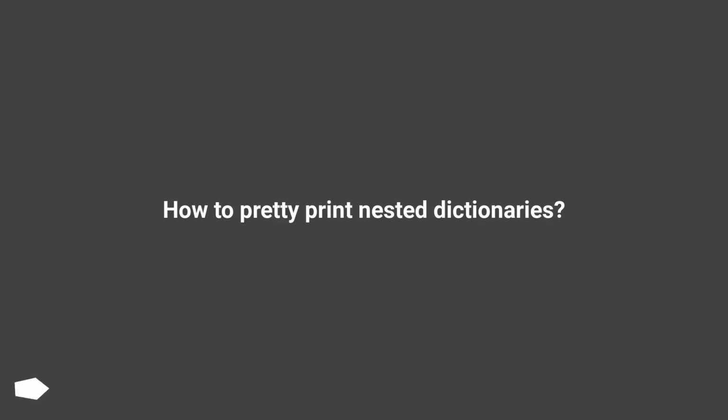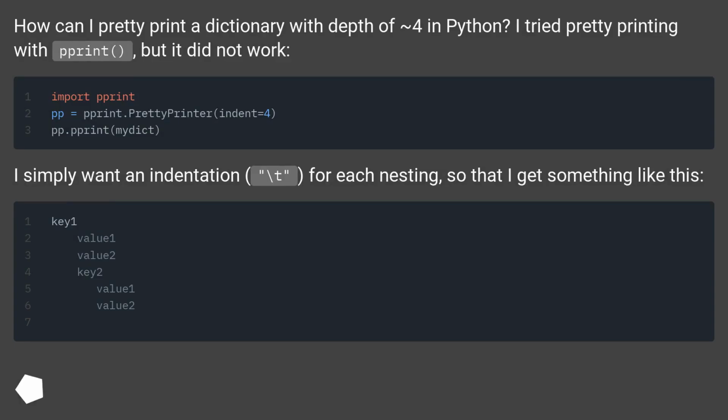How to pretty print nested dictionaries? How can I pretty print a dictionary with depth of 4 in Python? I tried pretty printing with print, but it did not work.